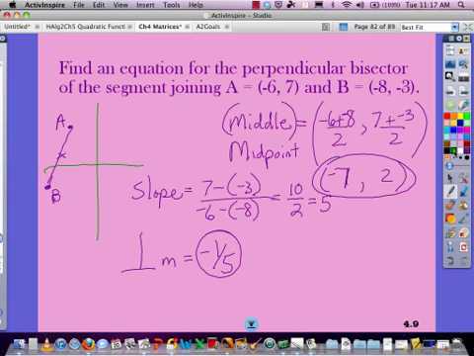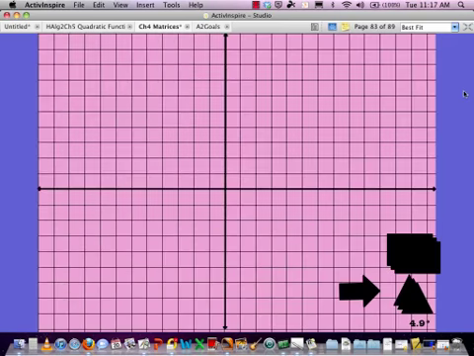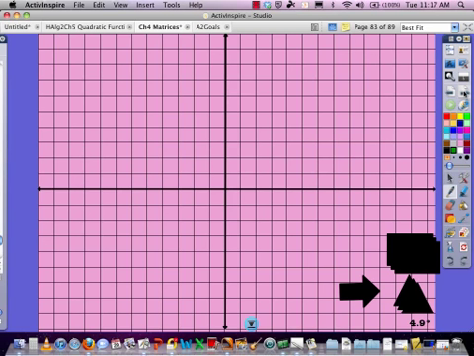Again, because they did not say in what form, I'm going to go for point slope, because here we have our point, here we have our perpendicular slope, and we're good to go. So y minus our y value equals our slope times x minus a negative 7, which will be plus 7. There's our equation for a line that would be the perpendicular bisector of this segment AB. Looks good. So all types of questions in regards to perpendicular.